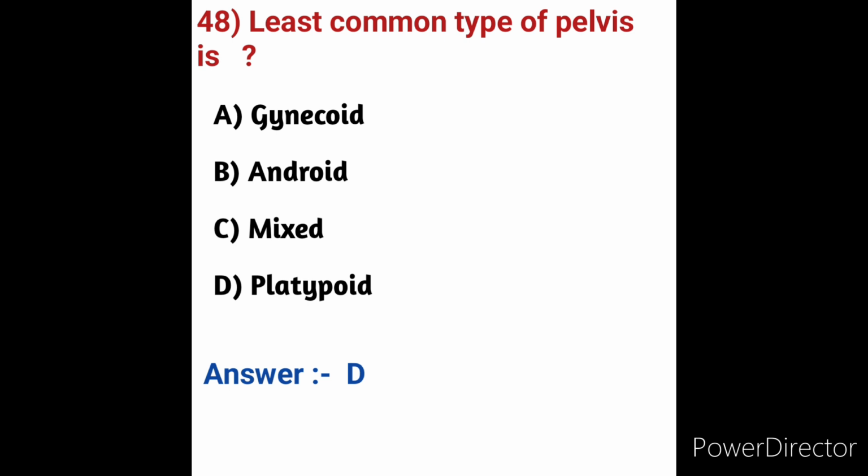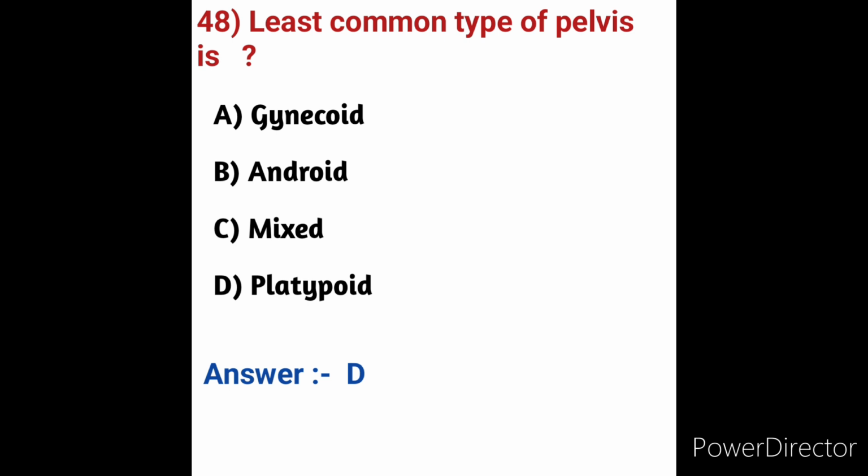48th question: the least common type of pelvis is. Options: option A, gynaecoid. Option B, android. Option C, mixed. And option D, platypelloid. Here the least common type of pelvis is platypelloid pelvis. Here we will see what is gynaecoid, what is android, what is mixed and what is platypelloid. The commonest type is gynaecoid pelvis, but the least common type is platypelloid.